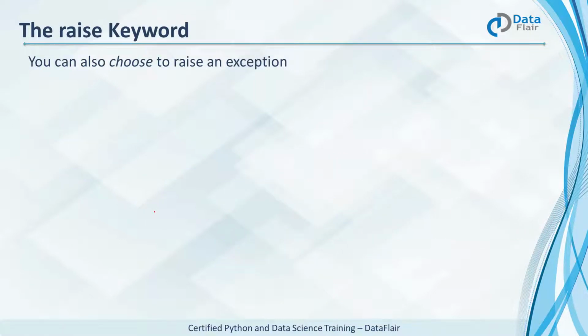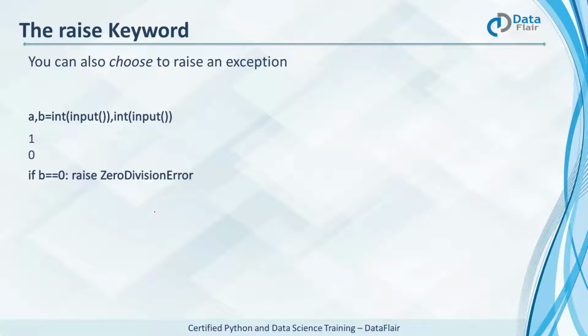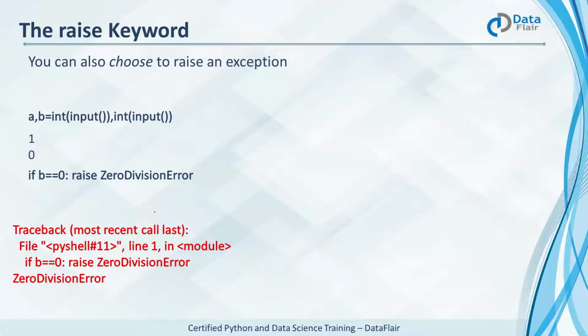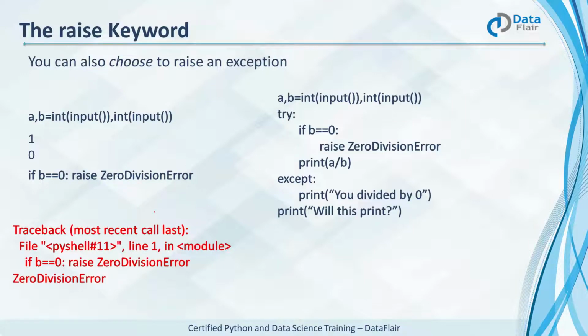Sometimes we can choose to raise an exception. Let's take input to variables a and b. The user inputs the values 1 and 0. If b is 0, do raise a 0 division error. So this raises it. In this one, we put this in try, and then to handle the exception we just raised, we provide an except block. Run it and enter inputs, and you'll see that we've successfully raised and handled an exception.